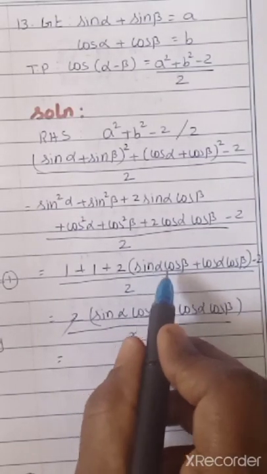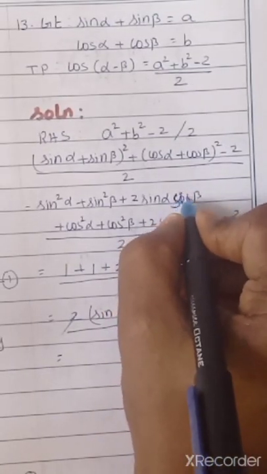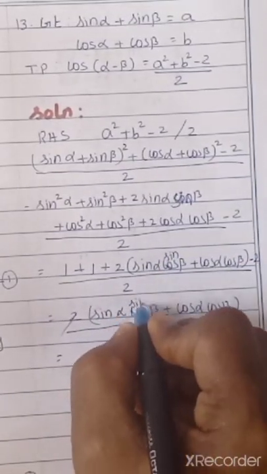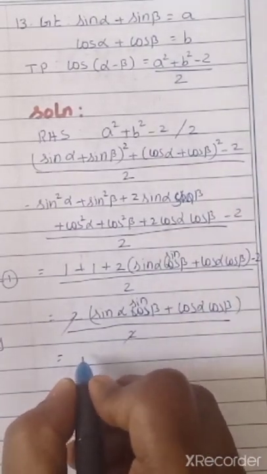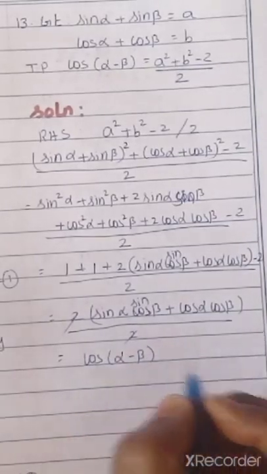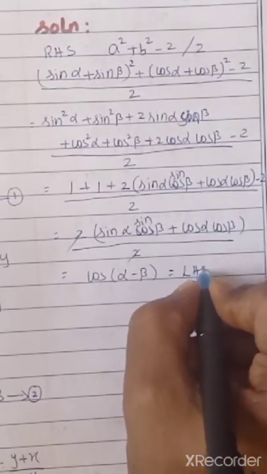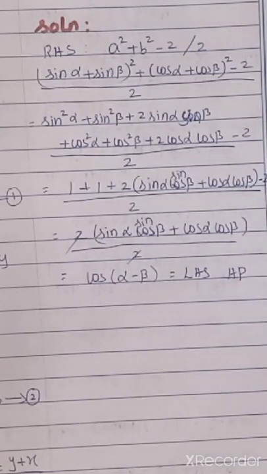Okay, here I made a mistake. So this is sin, this is also sin, and this is also sin. Now, sin alpha sin beta plus cos alpha cos beta is cos alpha minus beta, a direct formula. That is your left hand side. Hence, it is proved. So this exercise is only about formulas. If you know the formulas, you can proceed with the problem by yourself.